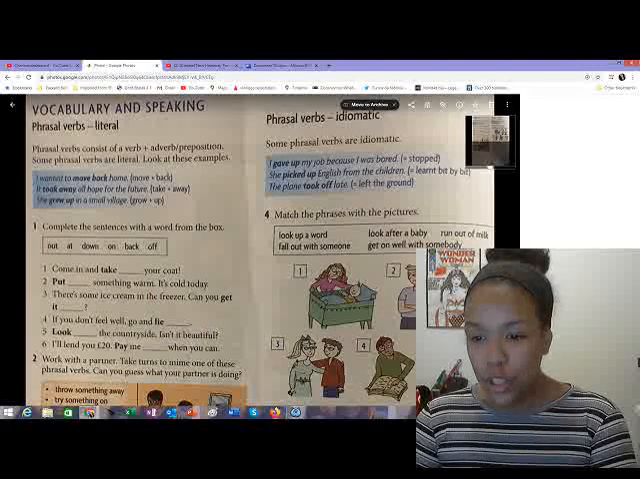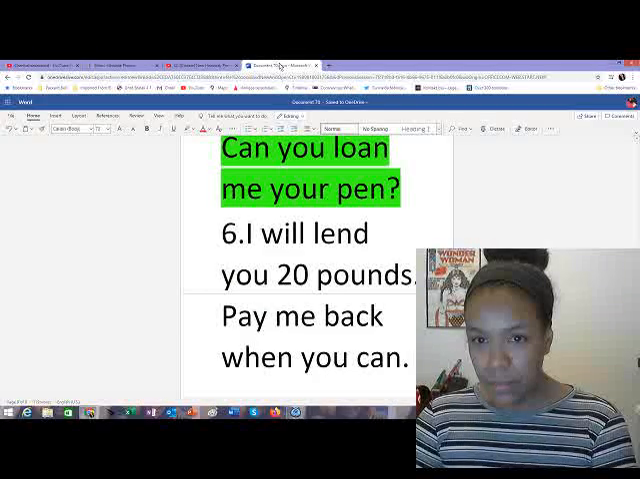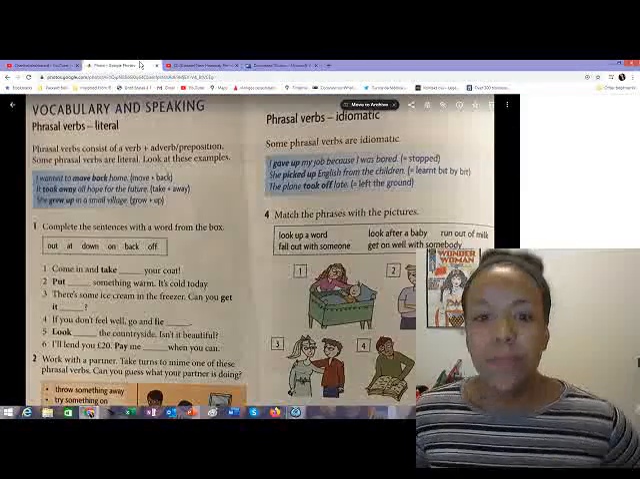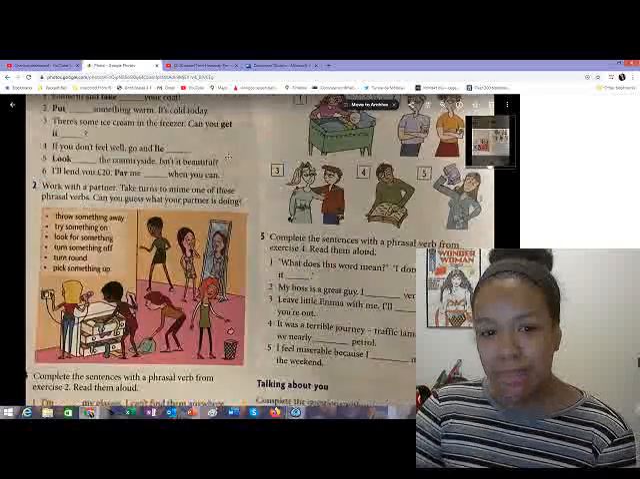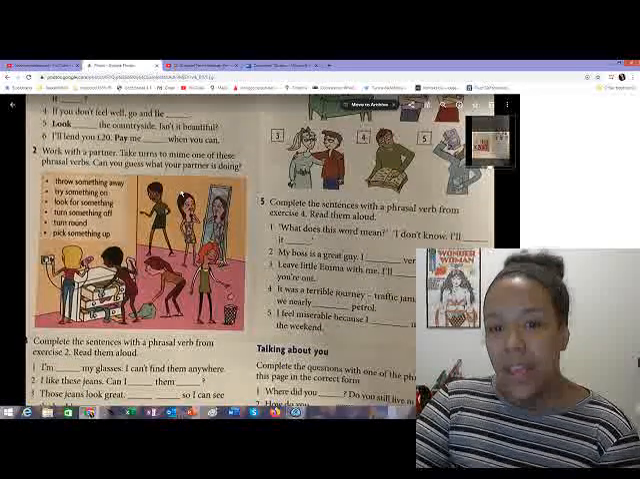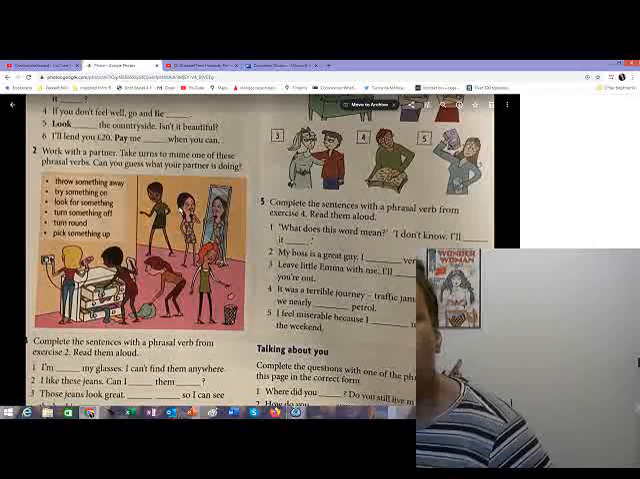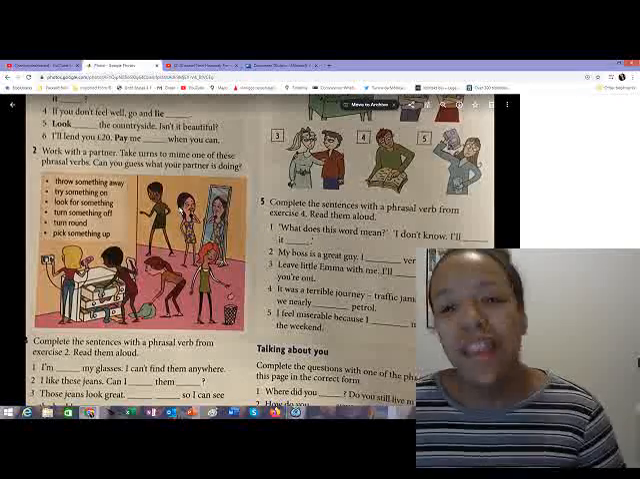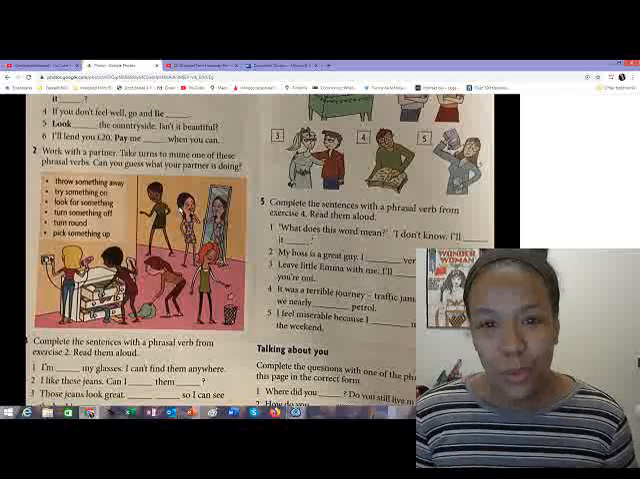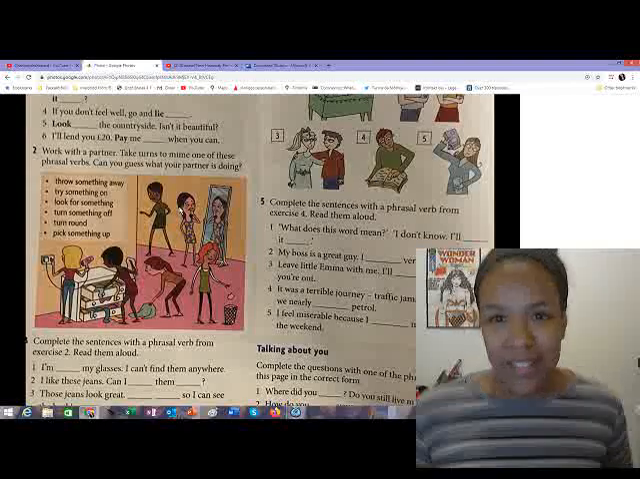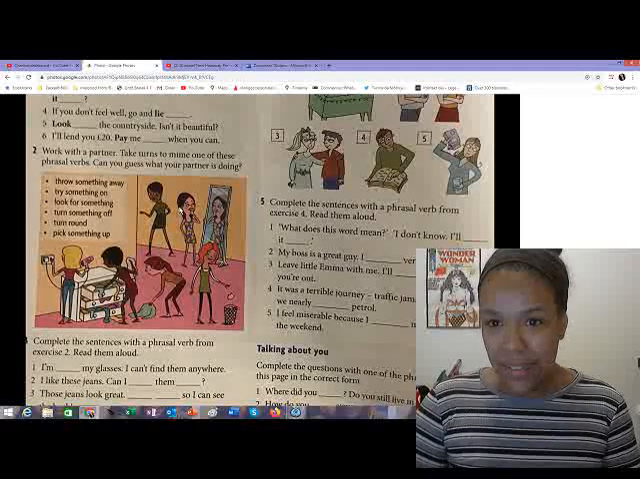I'm going to change the screen. Let's see. No, that's what I wanted. All right, the next that we're going to look at, here it says, work with a partner. Take turns to mime one of these phrasal verbs. Can you guess what your partner is doing? We're not going to do that. It would be fun in a classroom with 10 people, but when we're doing this online, it's not as practical.